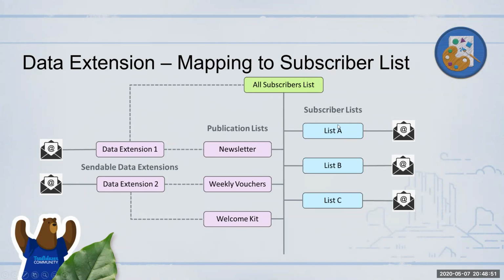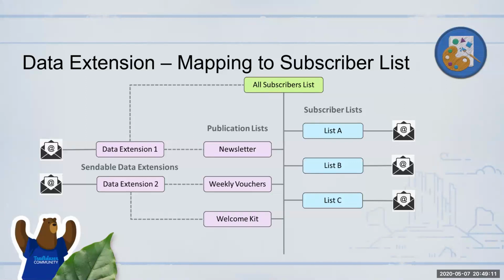For a list, you don't need to do that. It is already a type of list, so it's a direct one-to-one mapping. You can directly send to list A or list B or list C. And if you unsubscribe, it will unsubscribe at the list level itself. It will not unsubscribe at the All Subscribers list level, unless and until you do an unsubscribe all.